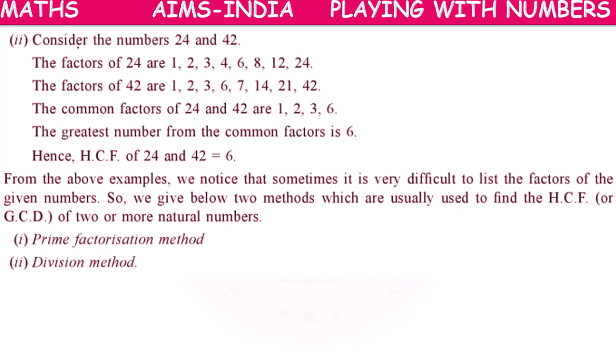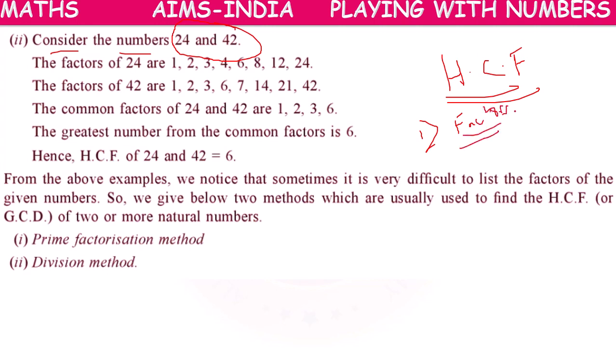Next, if you consider the numbers 24 and 42, we have to find the HCF. For finding HCF, what is the first step? We have to write factors for both the numbers. Factors of 24: we will write all the factors. Next, factors of 42: we will write all the factors.